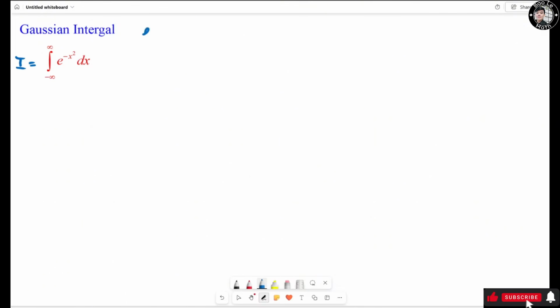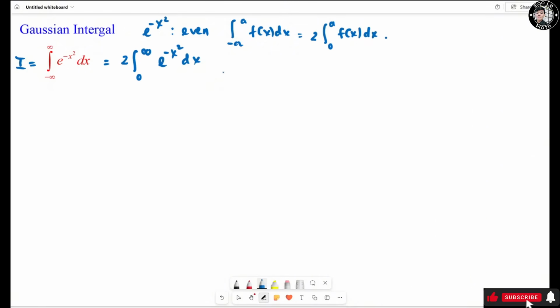Observe that e to the negative x squared is an even function, right? So remember, if you have the integral from negative a to a of an even function, it's going to be 2 times the integral from 0 to a of f of x dx. So this guy turns out to be, now I'm going to square both sides.